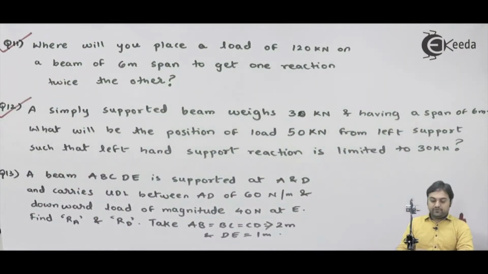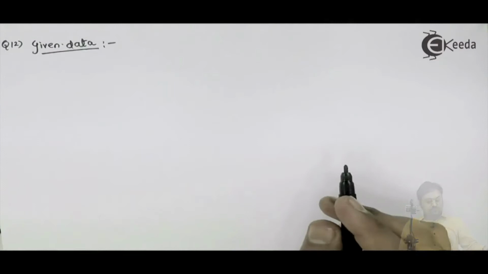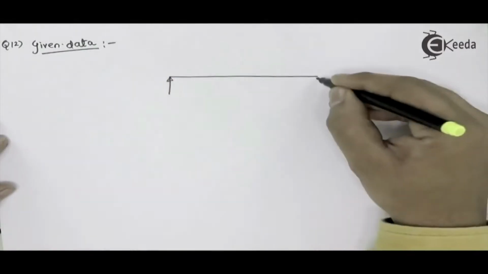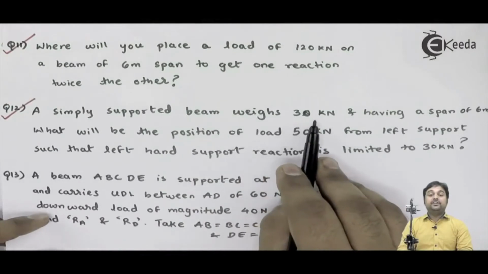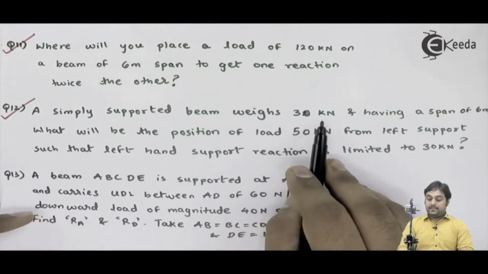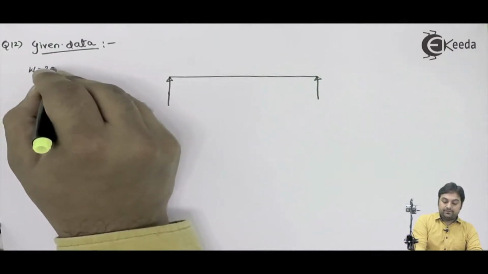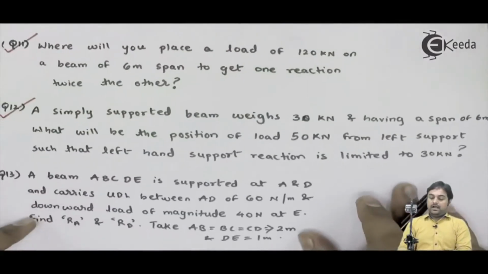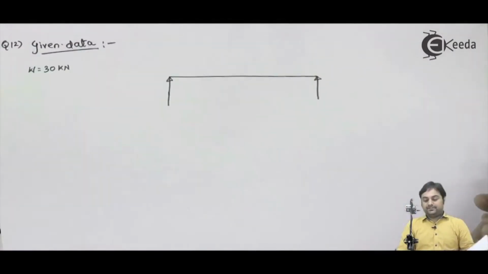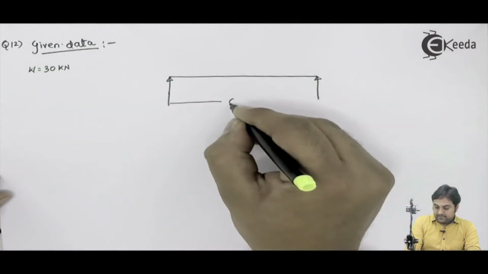So with the help of this question, let us see and write the data first. A simply supported beam is given, weighs 30 kilonewton. The weight of the beam is given. So I'll write down W, that is the weight of the beam, 30 kilonewton. And having a span of 6 meter. Span indicates length.